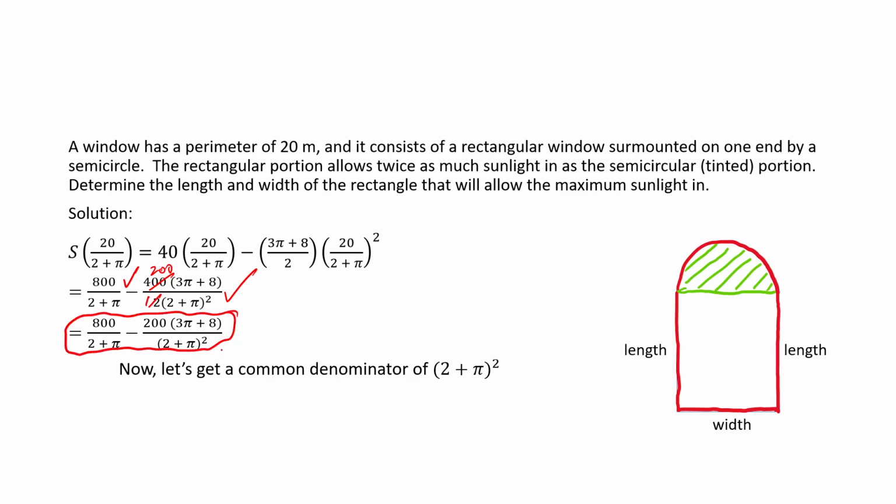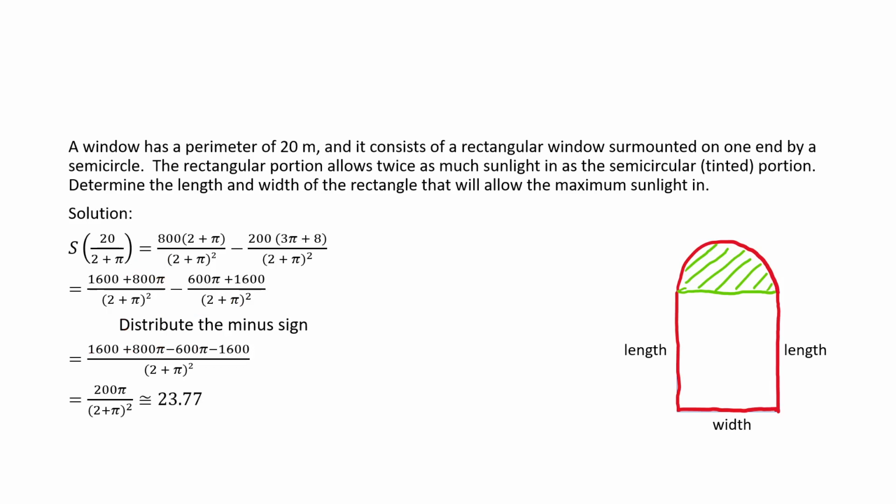We need a common denominator, so we're going to have to multiply top and bottom of that first fraction by 2 plus pi. And so doing that and distributing the minus sign, we ultimately get a value for the sunlight coming in of 200 pi over 2 plus pi quantity squared, which is roughly 23.77.